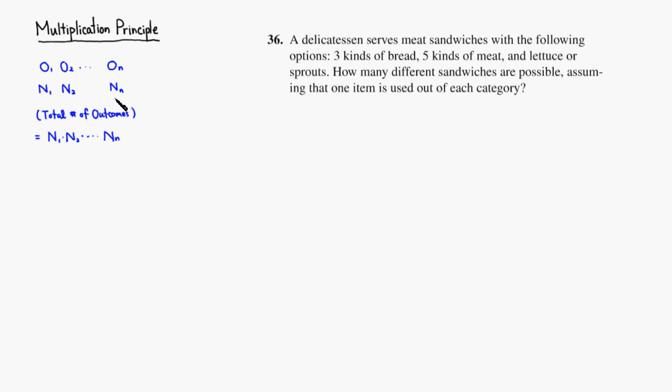Right, so let's look at this simple example here. A delicatessen serves meat sandwiches with the following options. Operation 1: choose the bread. So we have to pick the bread. You can think of this as operation 1. There are 3 kinds of bread, so this is going to be N1.